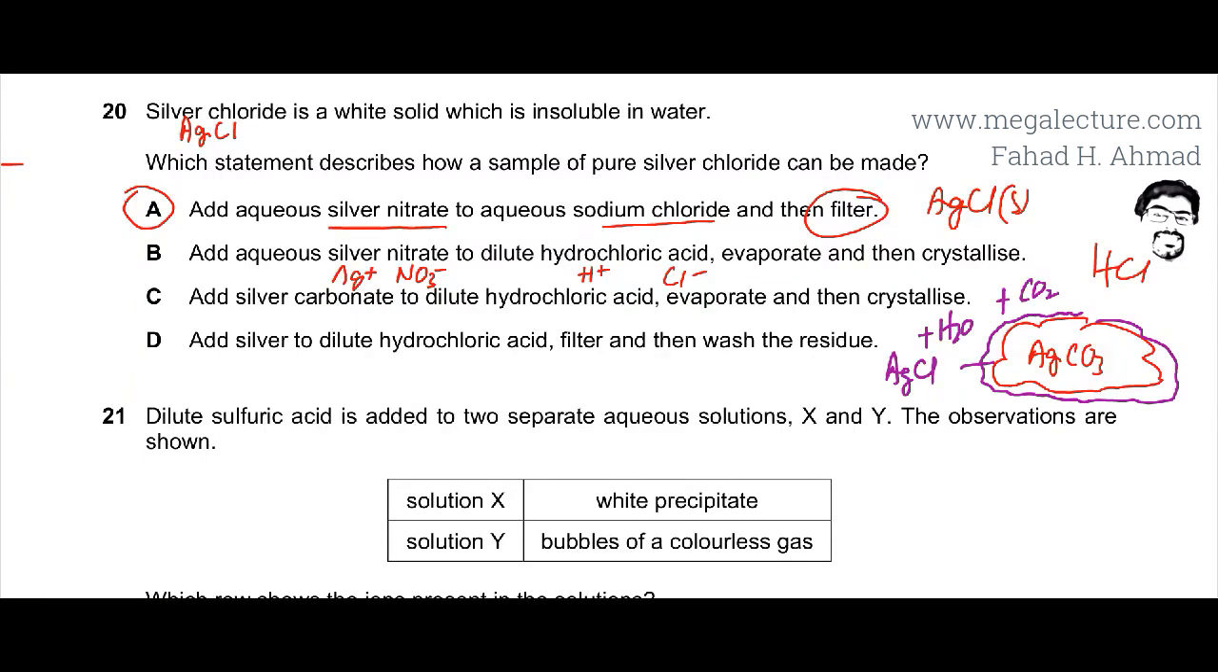And the last one is you need to add silver to hydrochloric acid, filter, and then wash the residue. The problem with this reaction is metals react with acids, but the problem with silver is that it's very, very unreactive. So the reaction is probably going to take a very, very long time, or it would require extreme conditions. You probably can't do it with dilute hydrochloric acid. So this is not a very good way of making AgCl, because hardly any reaction would happen because of the low reactivity of silver. So option D is also incorrect. So option A is again your correct option.